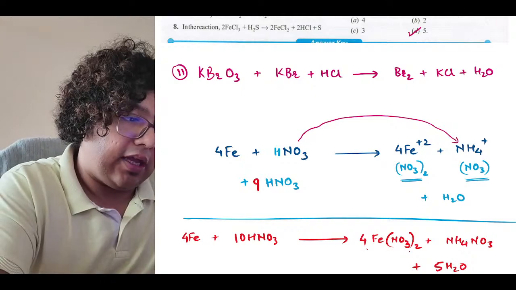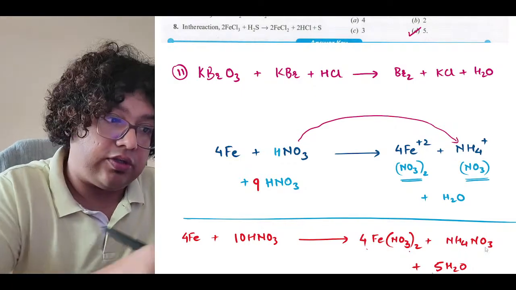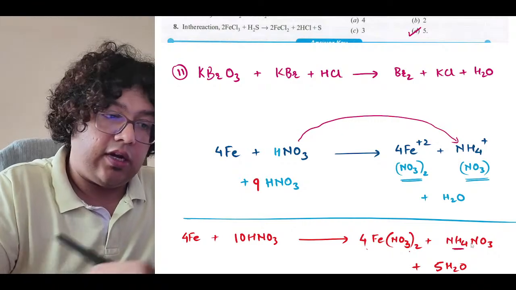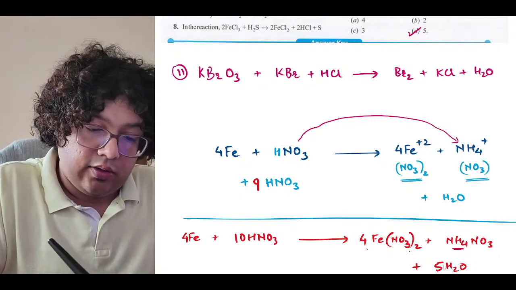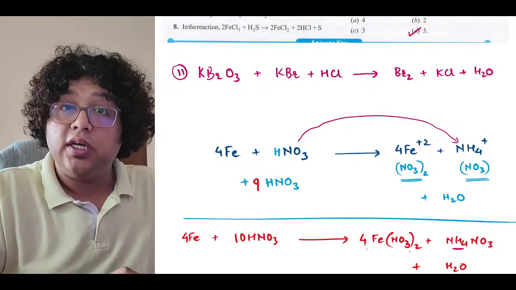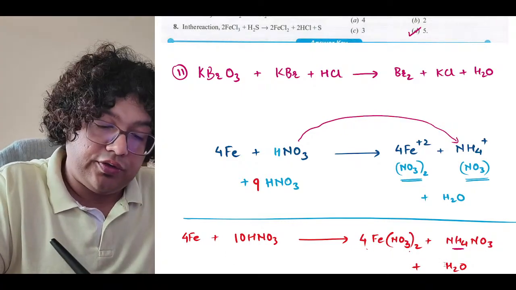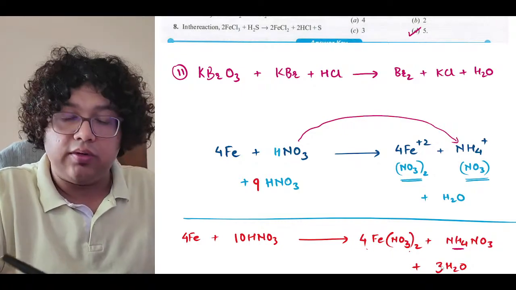Hydrogen, I missed something. I missed the ammonium hydrogens. So that's the mistake. So there won't be 5 water molecules. 4 hydrogen has been used up over here. So out of 10 hydrogen, 4 got used up over there. So we can have only 3 water molecules.